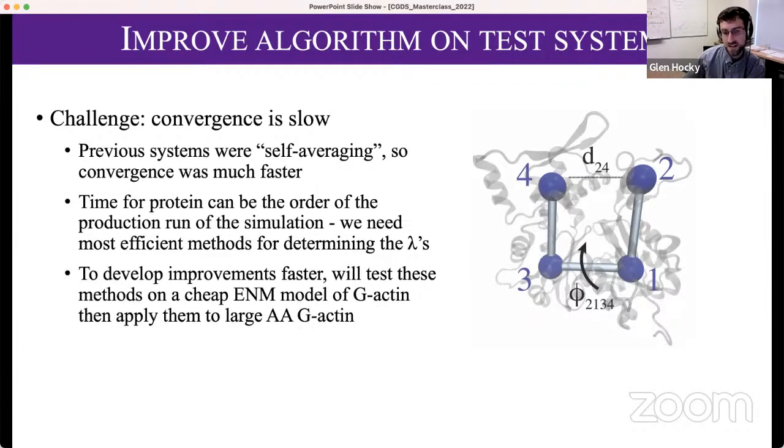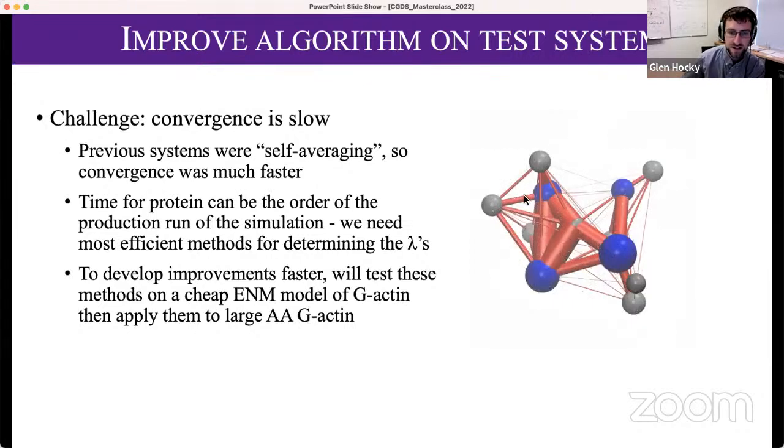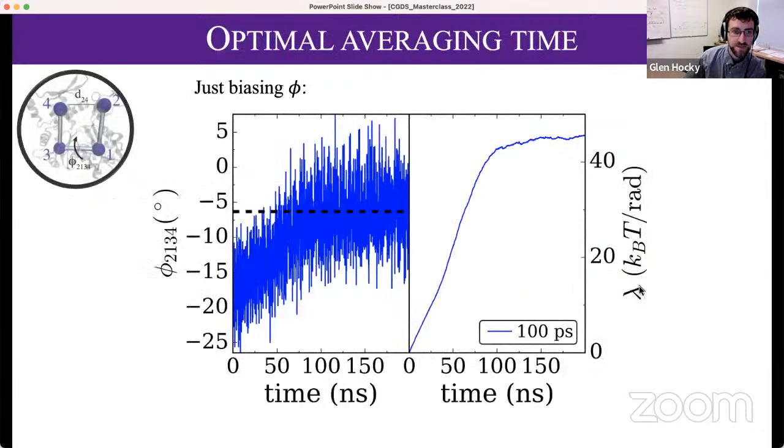And so what I did to try to improve the method is I actually first started with a coarse-grained model. So this is a 12-site elastic network model that represents actin. And actually, if you want files for this, you can find it in the PLUMED-NEST for this paper if you want to play around with that during the exercises. So the first thing I did is I ran this elastic network model and just biased this dihedral angle to see how different parameters in the method affect the convergence.